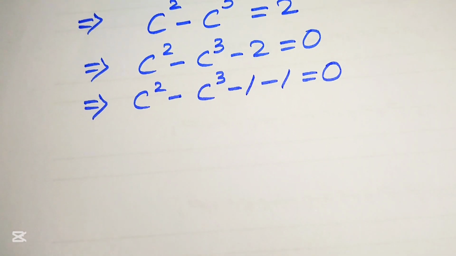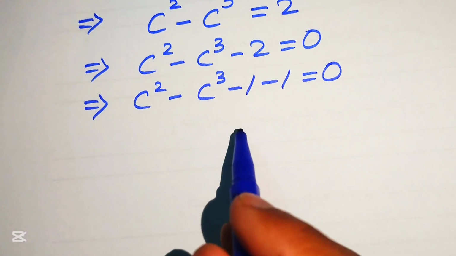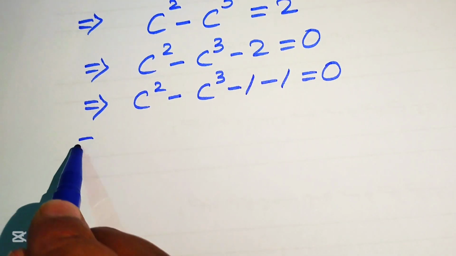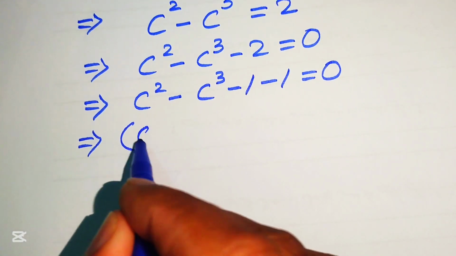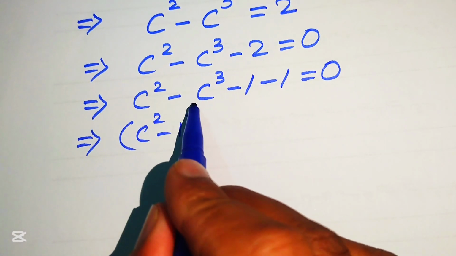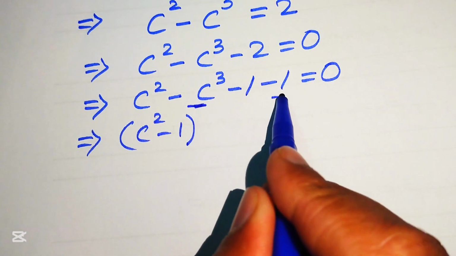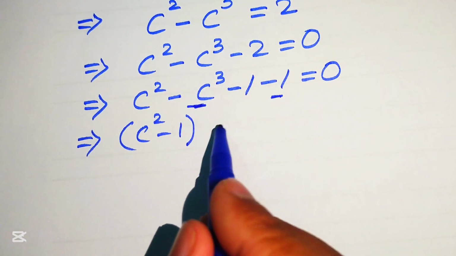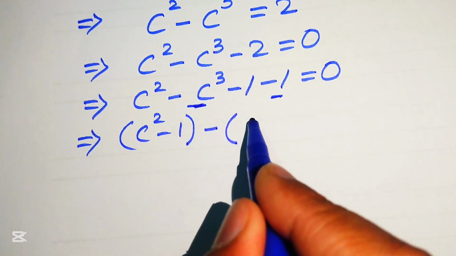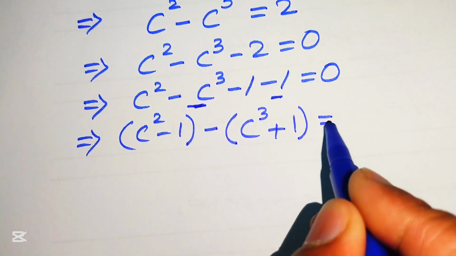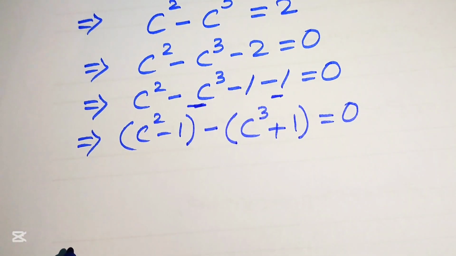And now in the next step we need to combine the terms. So this one is combined with the c square, and it will be written as c square minus 1, and after that we have minus c cubed and minus 1. So when you take common minus from these two values, we get minus times of c cubed plus 1, and this whole equals 0.